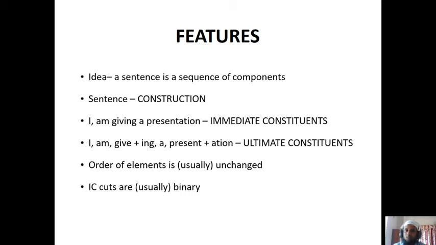Immediate constituent cuts are usually binary. That is, you have two cuts or two constituents after each cut.